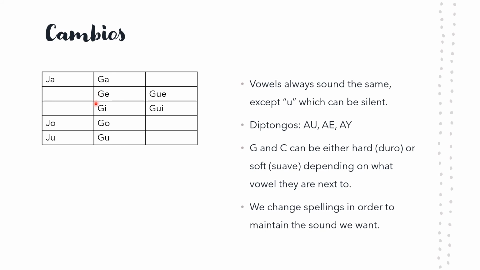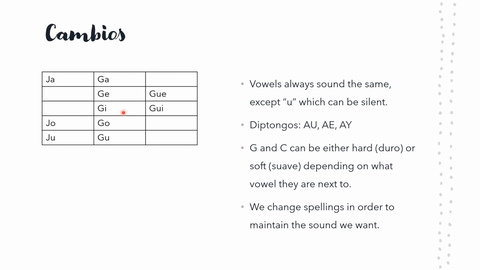Next to an E or an I, it makes the h sound. That's the soft, the suave sound. He, he. So we have ga, he, he. These two are going to be duro. Go, gu. So ga, he, he, go, gu.